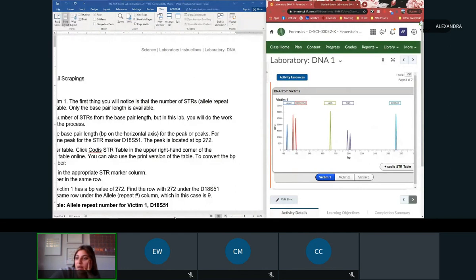And then, so we look at 272. Now, there's only one peak. So what does that mean for this victim in terms of heterozygous versus homozygous? Do they have two different alleles or two of the same allele if they have one peak?